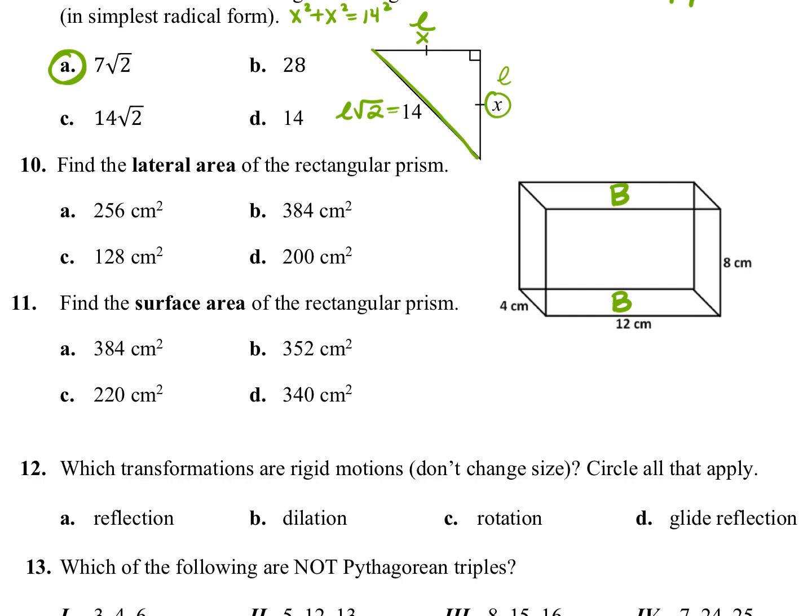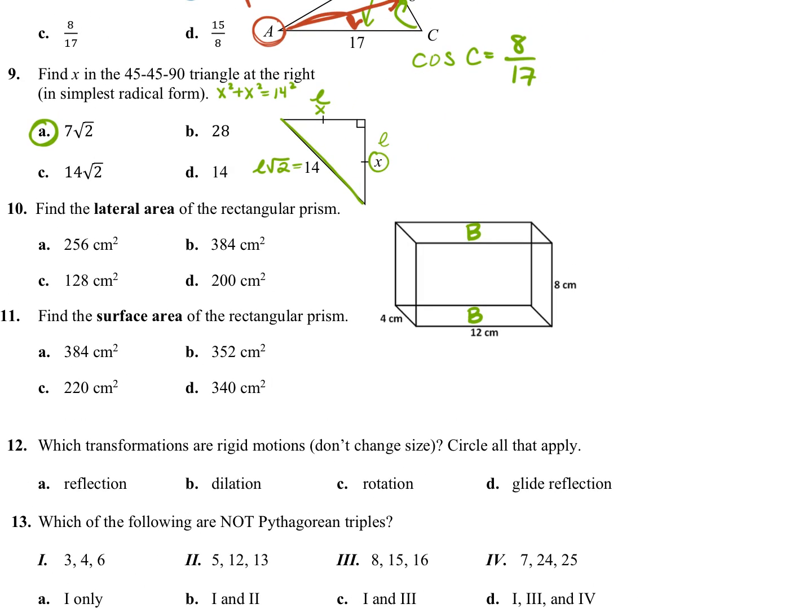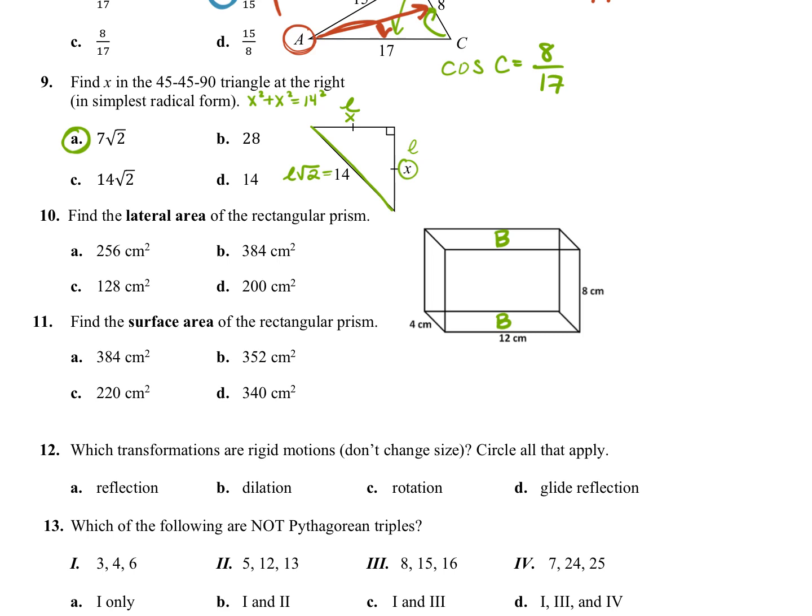Number 12. This is a formula you're gonna want to write down on your note card because it's not on there for you. This is a rectangular prism. Do you remember the formula for the lateral area of a rectangular prism? Does anyone remember it? It was P times H. Okay, so write that down.